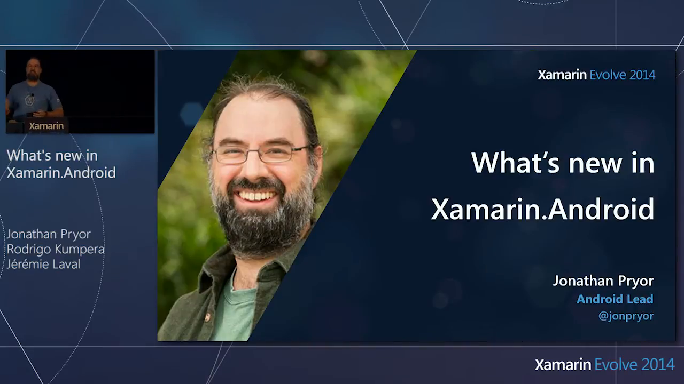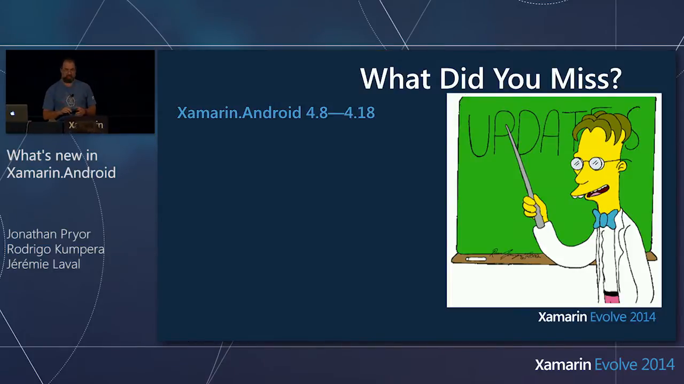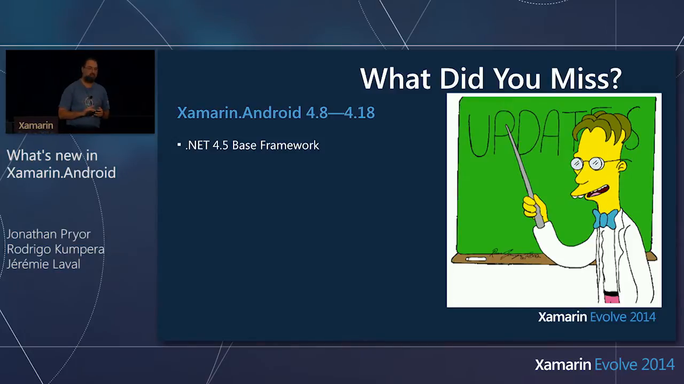So let's address this with the What's New in Xamarin.Android portion of our presentation. The last time I gave this talk was 18 months ago at the previous Evolve, and a lot has happened and been released over that time. That includes a rebased base class library framework atop .NET 4.5, which includes lots of async support, which everybody is using, and it's made all your apps much better, right? Hopefully, yes.